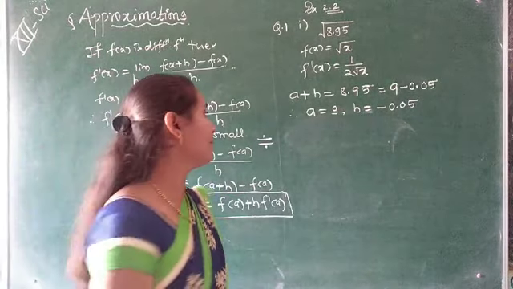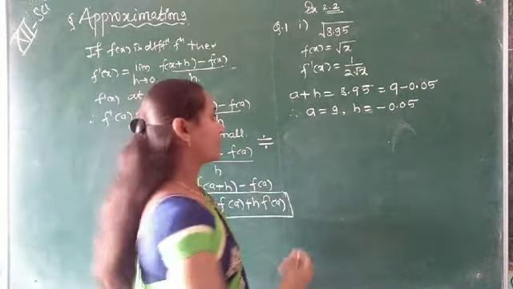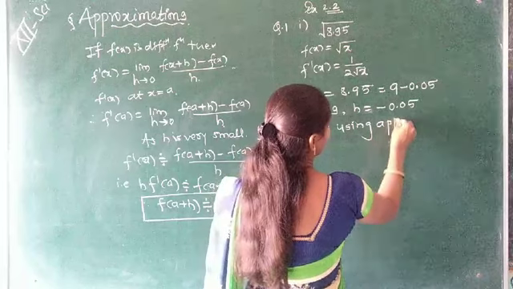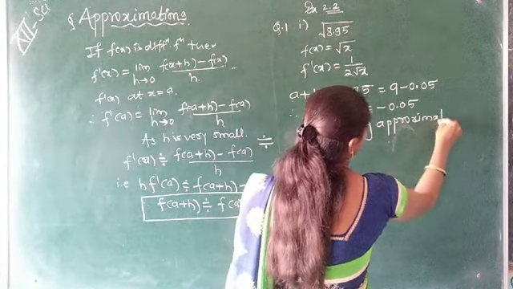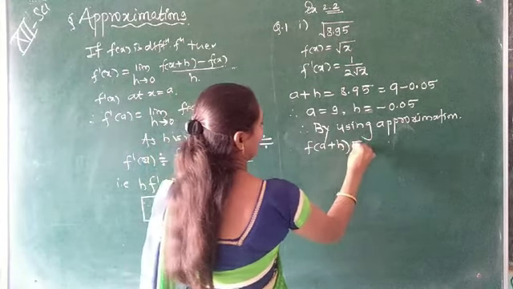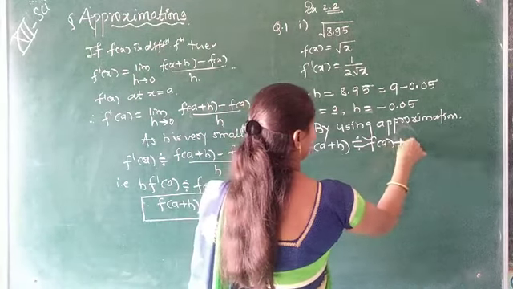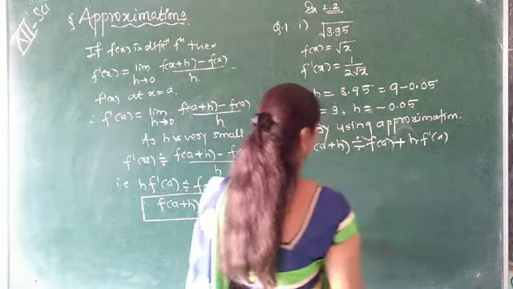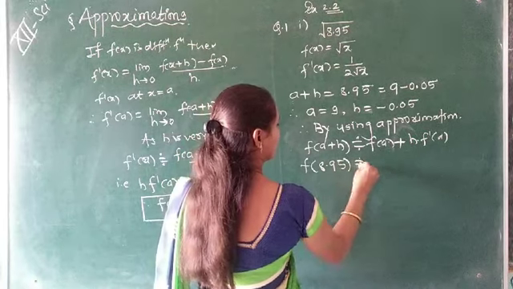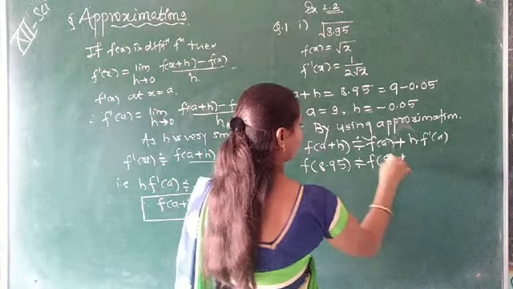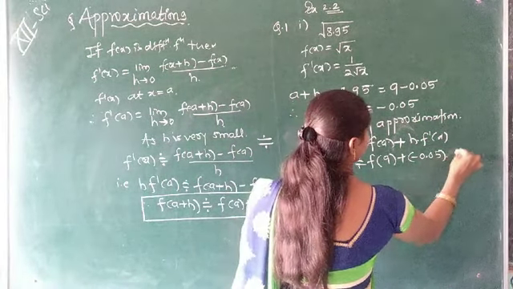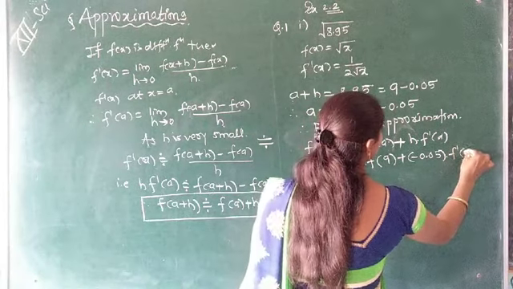Here we find the value of a and h. Now use the formula for approximation. Therefore, by using approximation, what is the formula for approximation? That is f of a plus h is approximately equal to f of a plus h into f dash of a. What is a plus h? That is the given value 8.95, approximately equal to f of a, means f of 9. The value of a is 9, so write here 9 plus h, the value of h minus 0.05 into f dash of a. Again it is 9.